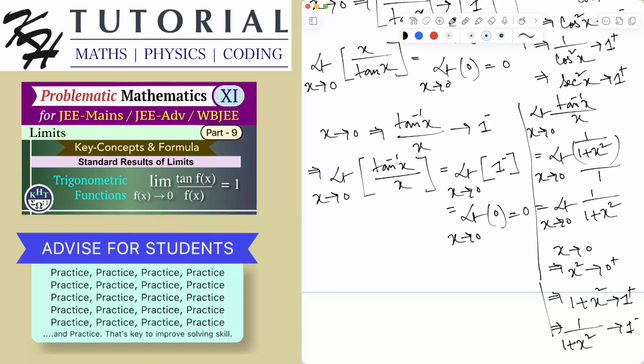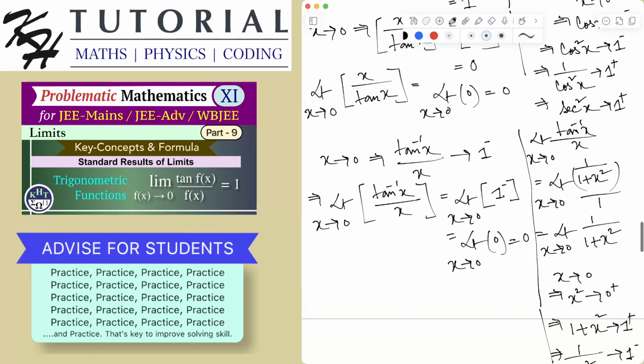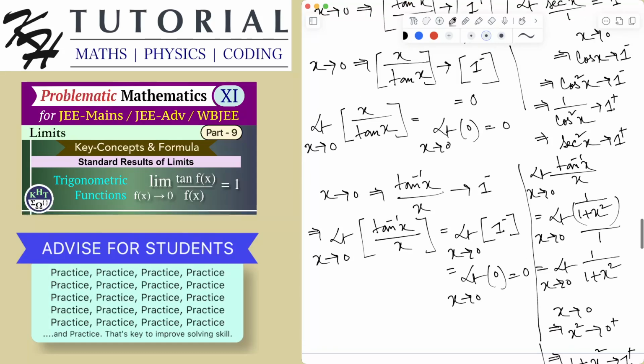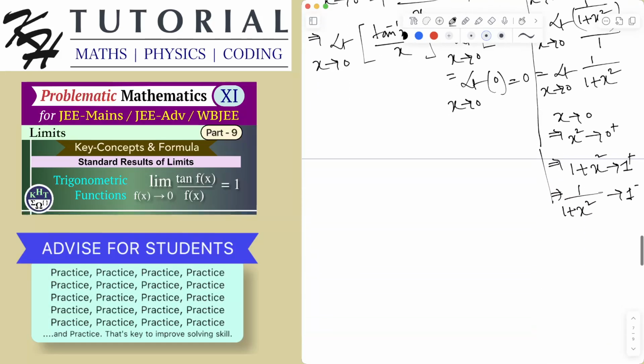Actually, the limiting value of limit x tending to 0 of tan inverse x by x is exactly equal to 0. It is not tending to 0, but exactly equal to 0. So this was the basic concept of the standard results of tan x by x and tan inverse x by x, and instead of x it could be f(x) tending to 0.